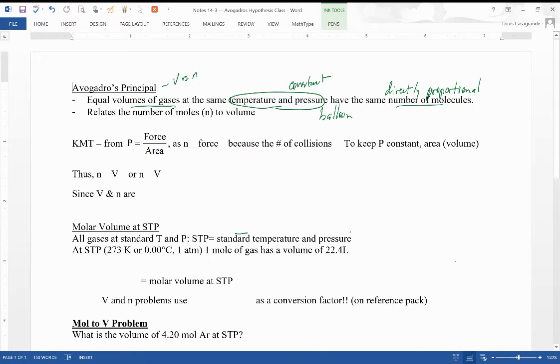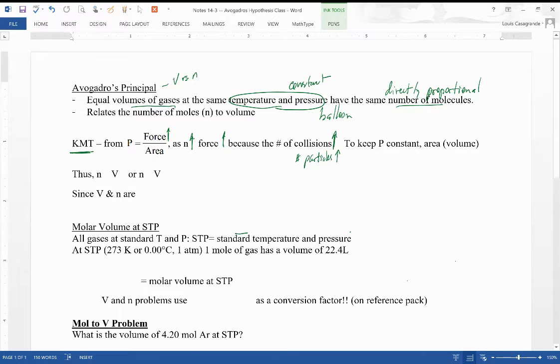Basically, as we saw in the balloon, and relating this all to kinetic molecular theory, as the number of molecules in the balloon goes up, that makes the force in the balloon go up because the number of collisions on the inside of the balloon is going up. Remember, the number of particles is also going up.